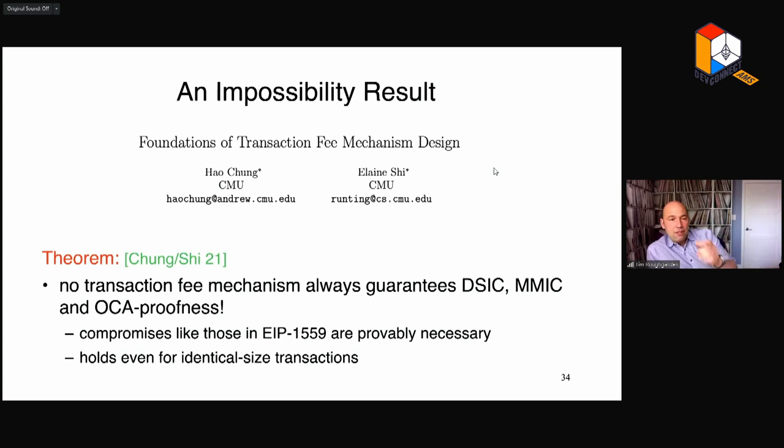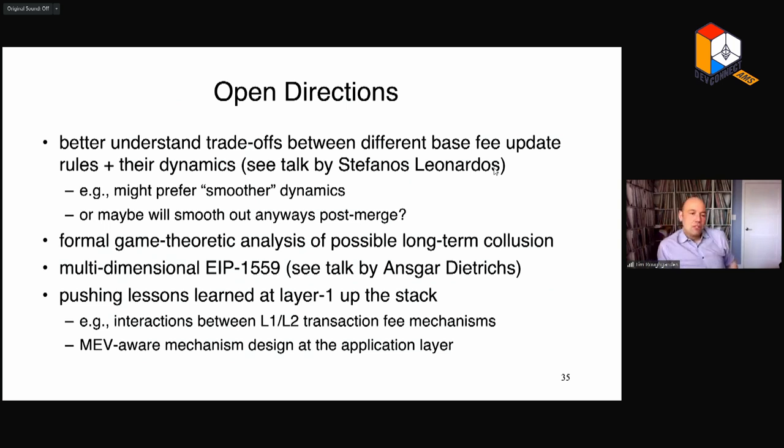Okay, so this paper is on arXiv. I encourage you to check it out. It's really nice work. All right, so this is my last slide. Let me just say a little bit about open directions, which then could segue perhaps into the Q&A session.